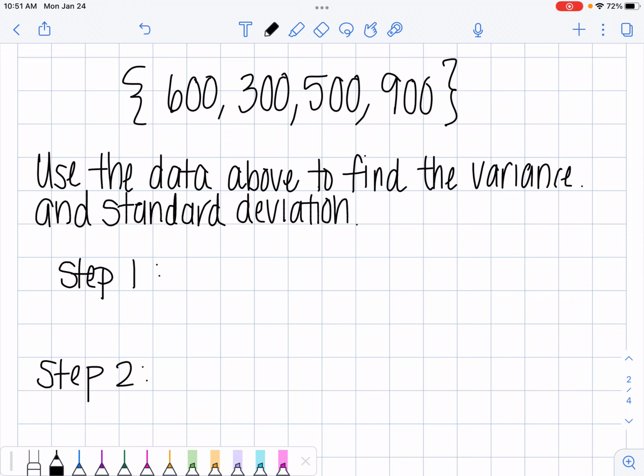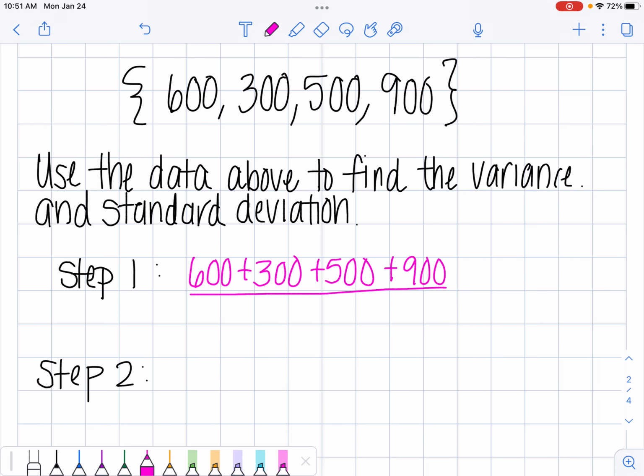Okay, so step 1, I'm going to add together all my numbers and then find the average. So I do 600 plus 300 plus 500 plus 900, and I have 4 numbers total. So I'm going to divide by 4. So on my calculator, I'm going to do 600 plus 300 plus 500 plus 900 divided by 4 gives me 575.